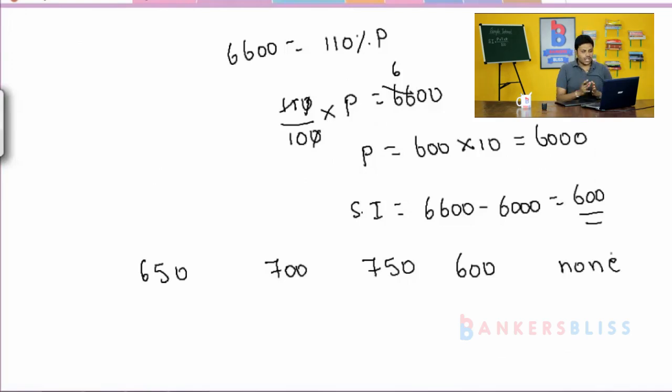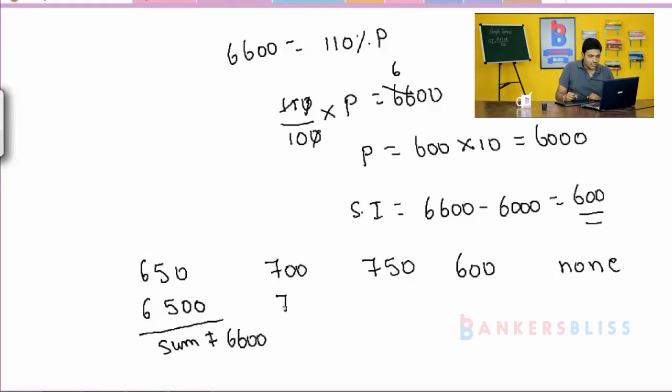Now if 650 is the interest amount, that is 10% on principal, then the principal amount will be 650 means 10%. If you want 100%, you add a 0 at the end. So 6,500 is the principal amount. If you add both the two, the sum will not be equal to 6,600. The sum is not equal to 6,600 because the total amount should be 6,600.